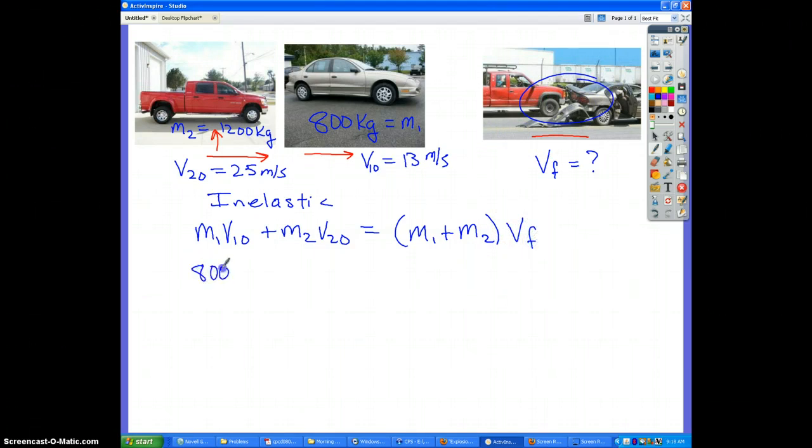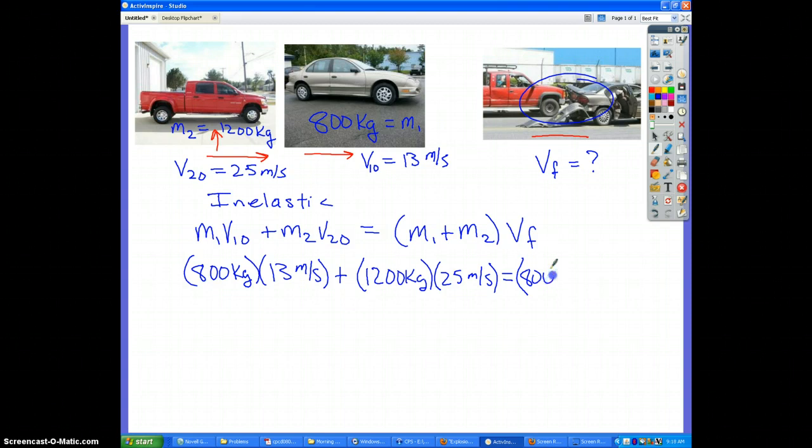Let's plug all our numbers in. This should be 800 kilograms for the car times its speed of 13 meters per second plus the mass of the second thing, which is the truck, 1,200 kilograms, times the speed of the truck, which is 25 meters per second. Now we need to add the two masses, which would be 800 plus 1,200. And we're going to multiply that times the final speed, and that's what we're looking for.